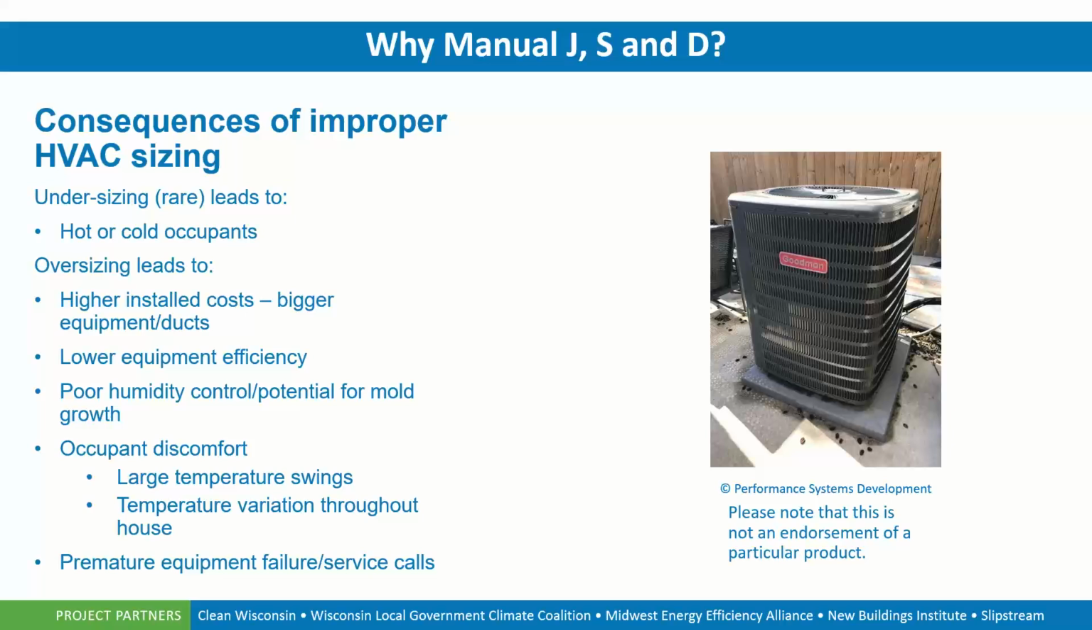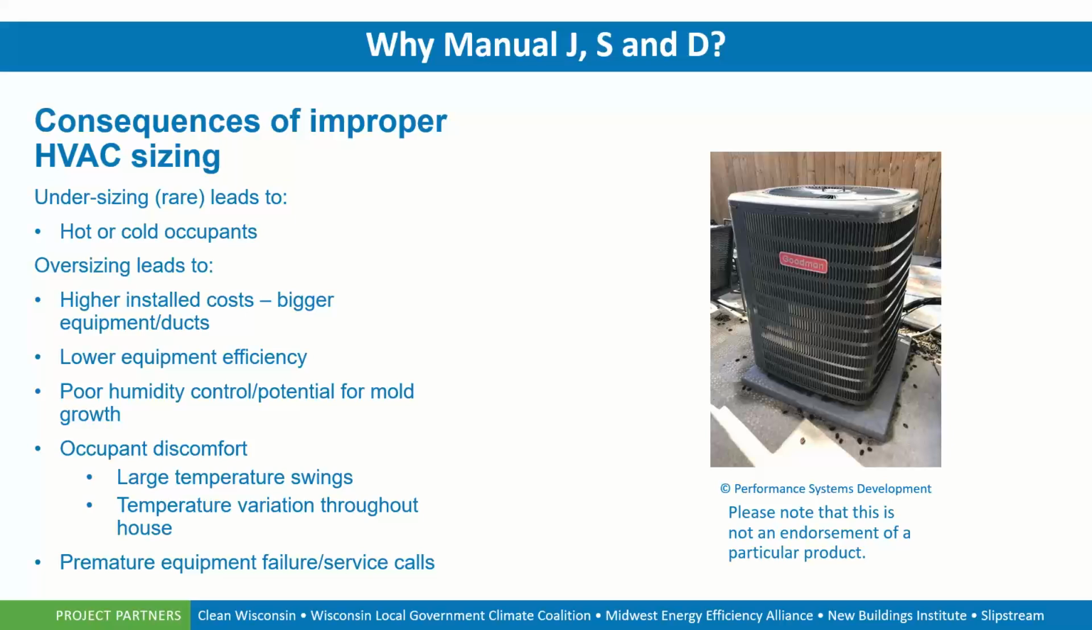If we oversize equipment, the same thing can happen. We can have detrimental equipment run. It doesn't function as intended. You're going to have higher costs. So if the Manual J and S would say we would need a 2.5 ton air conditioner in the house, and we put a 4 ton in, there's a significant cost difference between the 2.5 and the 4 ton equipment. We can have lower equipment efficiency if it's extremely oversized, because again, it's not running as it's intended.